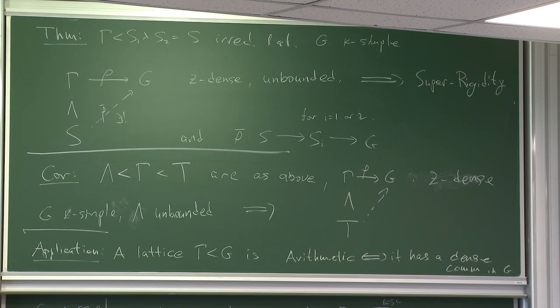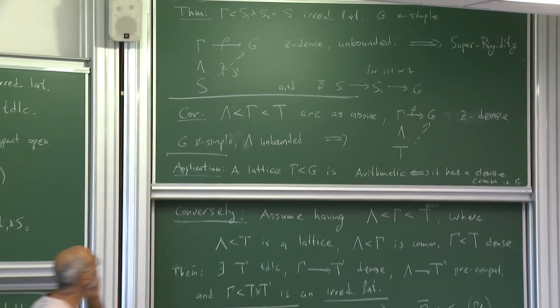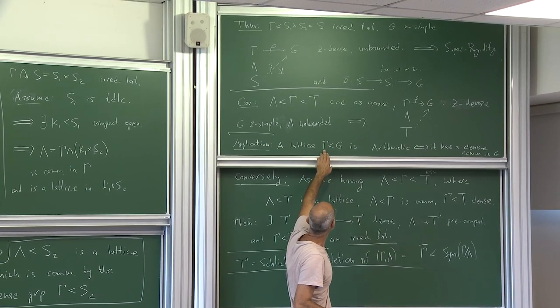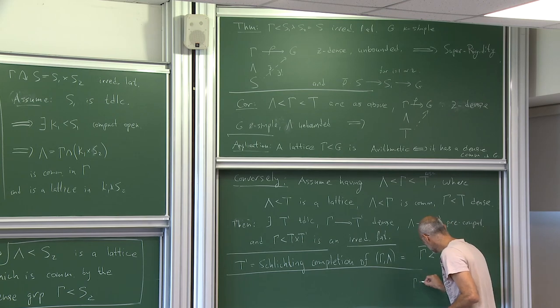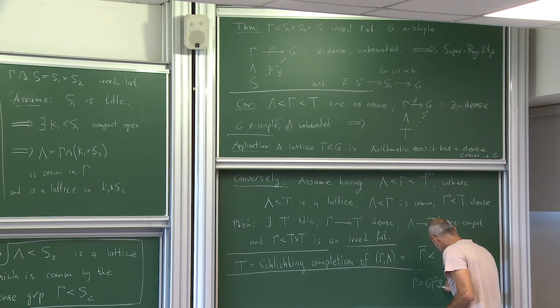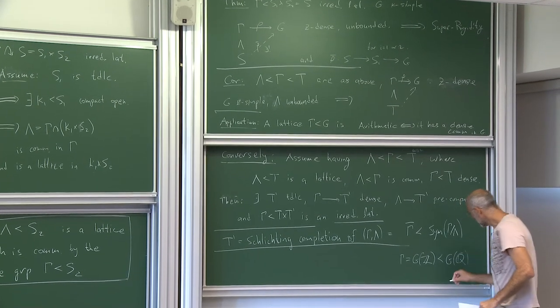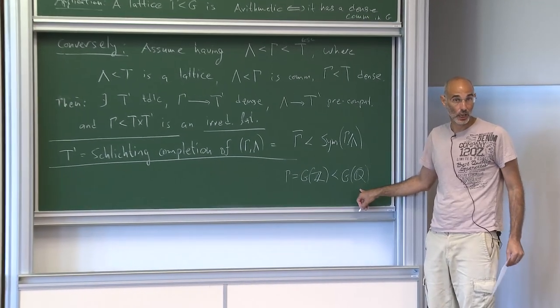That will be a subgroup of G. In fact, the subgroup I want to think of as gamma in the theorem, and I want to think of gamma as lambda, sorry for this. And I want to apply this. And the thing is the following. If gamma is arithmetic, then it is commensurated by the Q points, which is a dense subgroup in G(R).